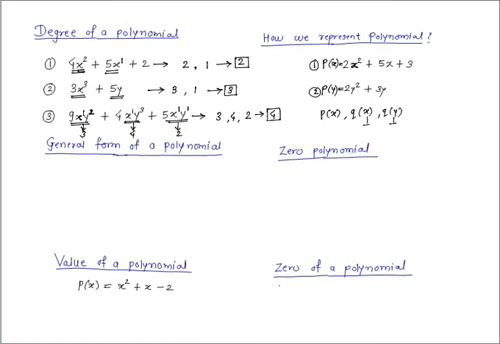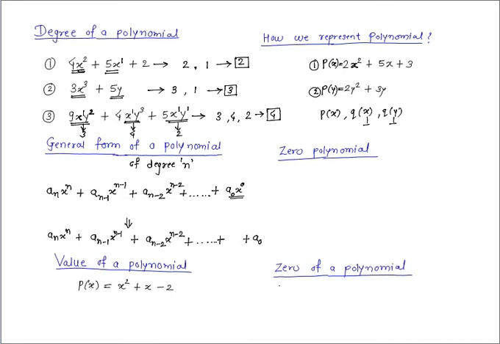Now let's see what is the general form of a polynomial of degree n. What is it? a n x raised to the power n plus a n minus 1 x raised to the power n minus 1 plus a n minus 2 x raised to the power n minus 2 plus and so on, plus a0 x raised to the power 0. Now if you see the last term here, x raised to the power 0 is 1, so we can write this general form like this.